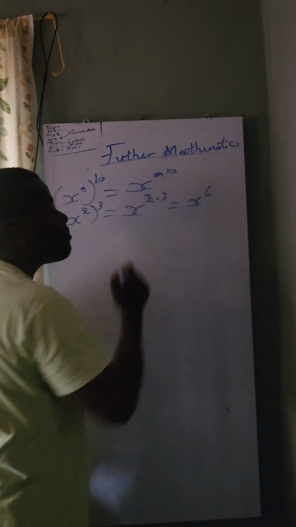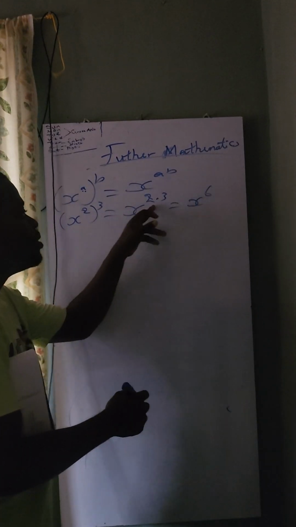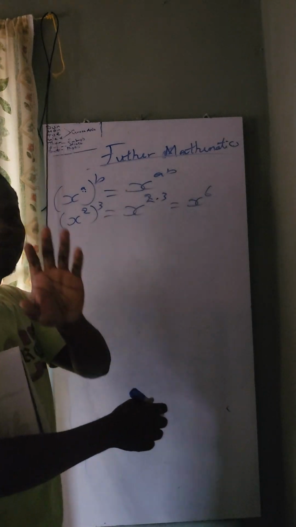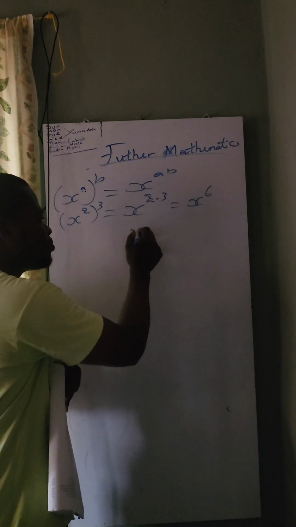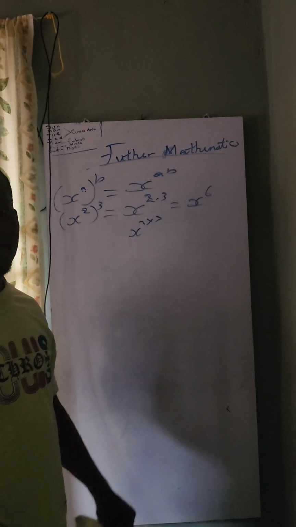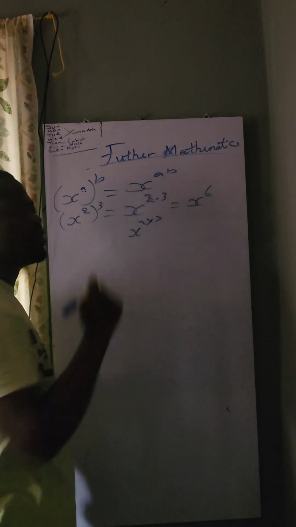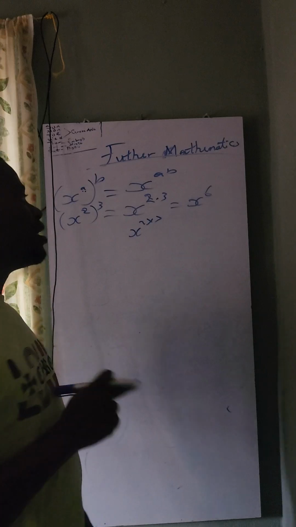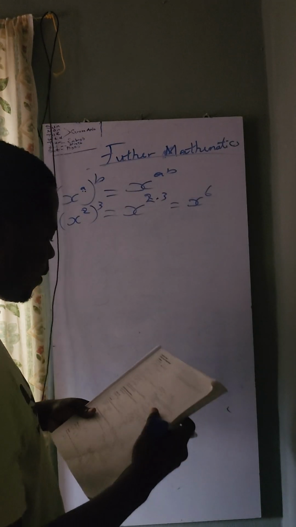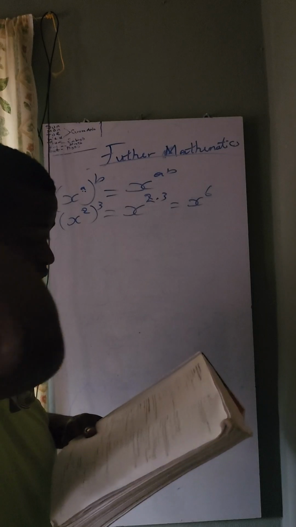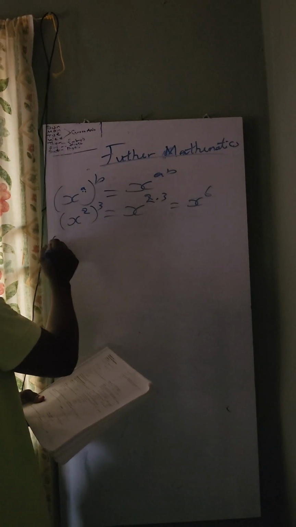Please, if you're having any further mathematics textbook and you're seeing a point between numbers, they are putting points. A point means multiplication. At times, we don't write x raised to the power 2 times 3 most of the time. Am I communicating? 2.3 means multiplication, that's 2 times 3. That's x to the power 6. Okay? Now, let's talk about the fractional indices here as well.